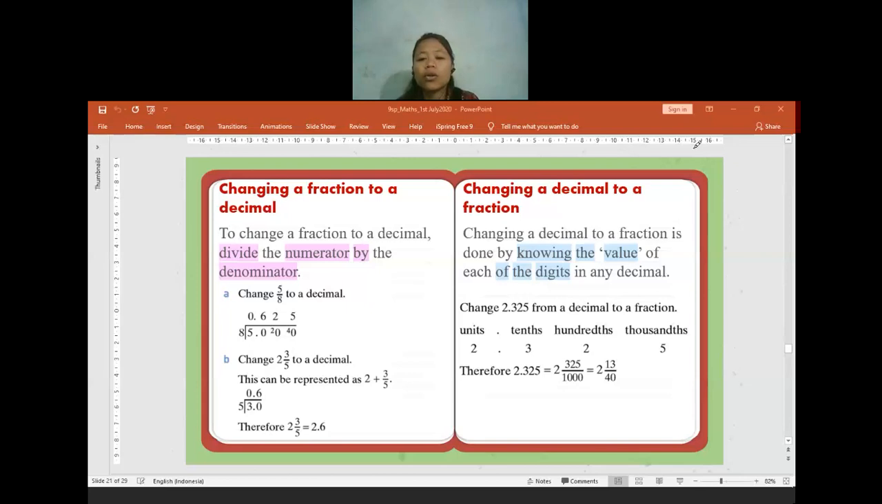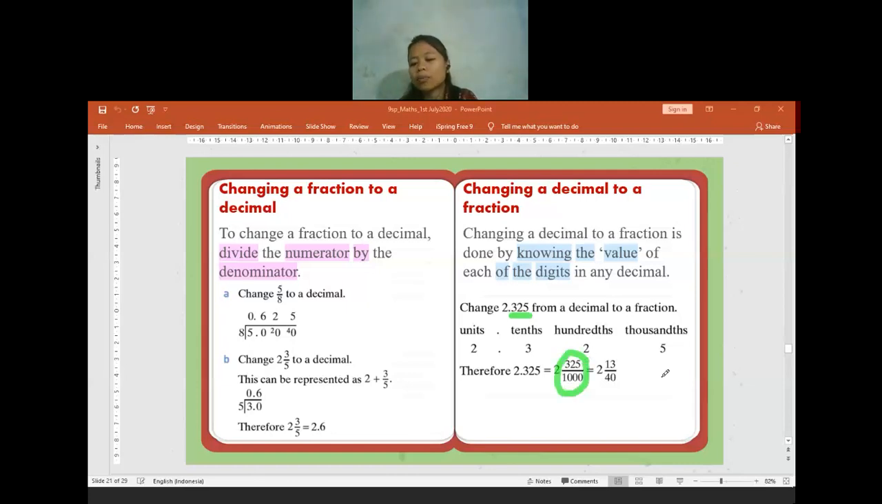Now we are going to change this decimal into fraction. When it comes to a terminating decimal, you just need to see how many digits are there in the decimal place. When we count 1, 2, 3, there are 3 decimal places. So it means the denominator will have 3 zeros, 1 with 3 zeros, so it will be over 1000. And then you can simplify the fraction 325 over 1000.